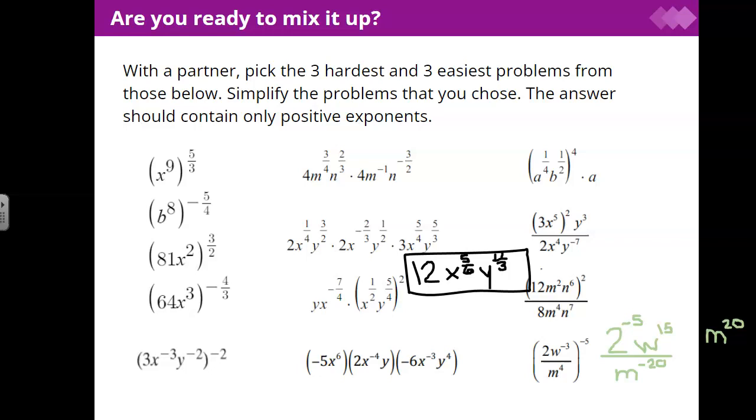Now, the W is actually okay where it's at. You could either write it in front or in back. Sometimes I like writing it alphabetically. I'll leave it in front because that's where it already was. Doesn't really matter. And then on bottom, that 2 to the -5th is going to have to move down and become 2 to the +5th. And then we just have to multiply it out. 2 times 2 times 2 times 2 times 2 is 32.